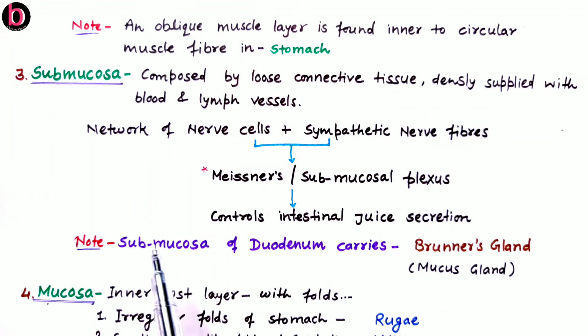Now the important thing that we discussed, the duodenal region, that is the earliest part of the small intestine, which appears C or U shaped in nature, in its submucosa carries specific glands that are known as Brunner's glands. They are also mucus secreting glands. So this one is limited only to the submucosal region of the duodenum.